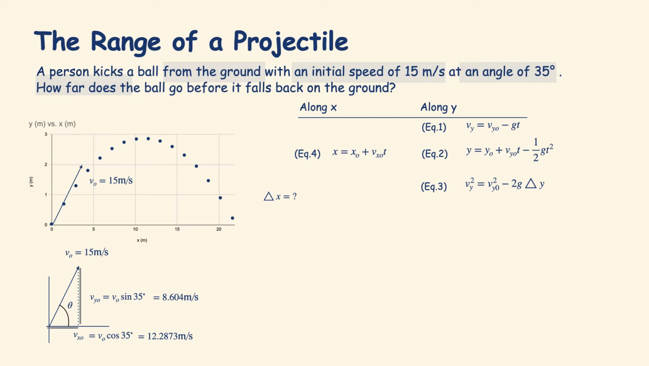Before I go and look for the solution, let me just mention one more very important detail here. The ball goes back on the ground where it started. In other words, the final position along the y has to be equal to the initial position along the y. With that, let's see if we can figure out how to go about the solution of this problem.